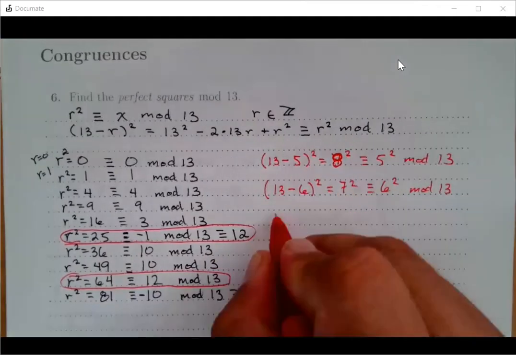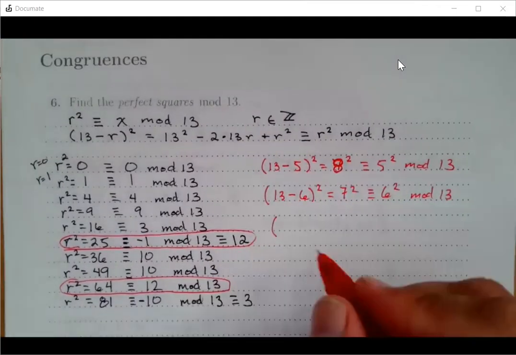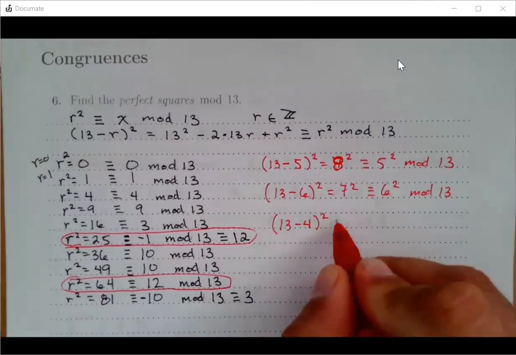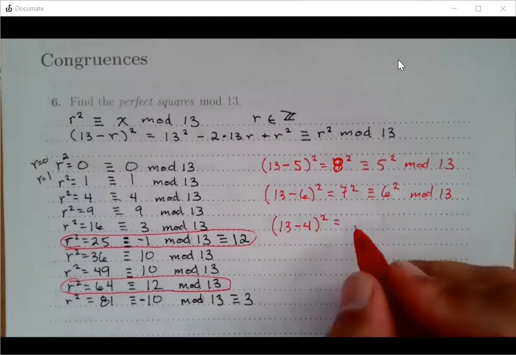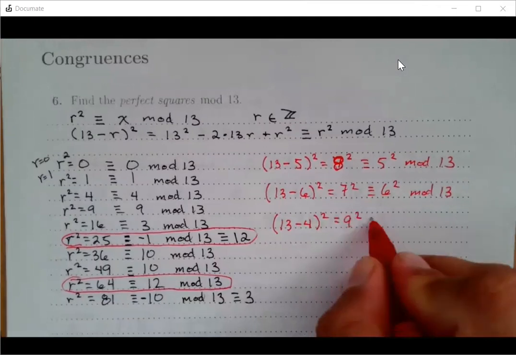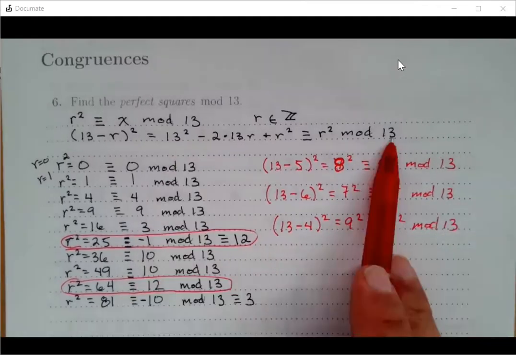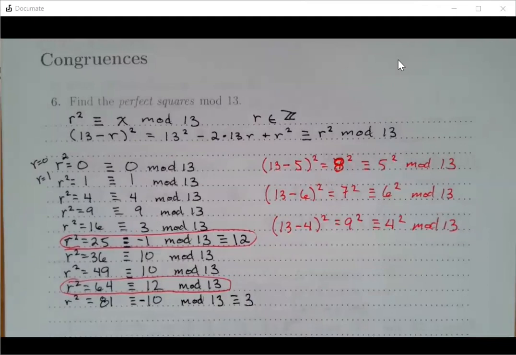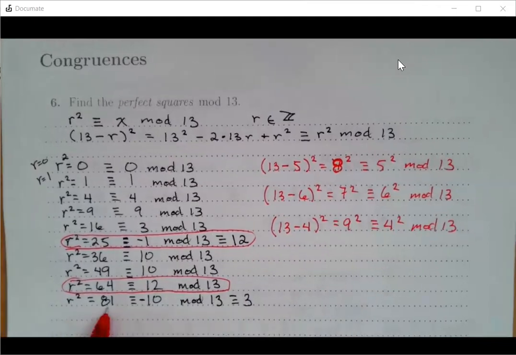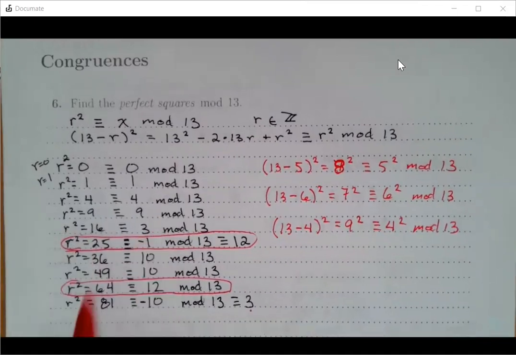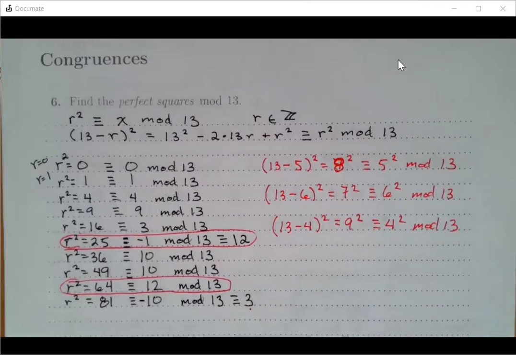I'll do one more for good measure. What if we had (13 minus 4) squared? That is 9 squared, which would be equivalent to 4 squared modulo 13, based on what we've set up. And what do we notice? If r is equal to 9, I have a remainder of 3, and if r is equal to 4, I also have a remainder of 3. It's a nice exercise to see what the pattern would be like for the remainders as I work through these items.